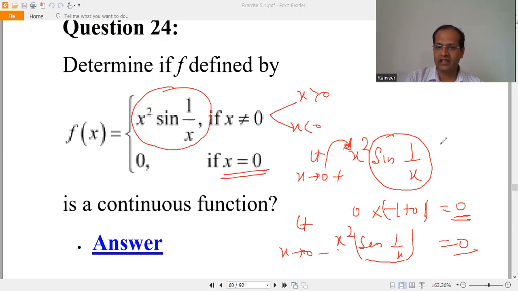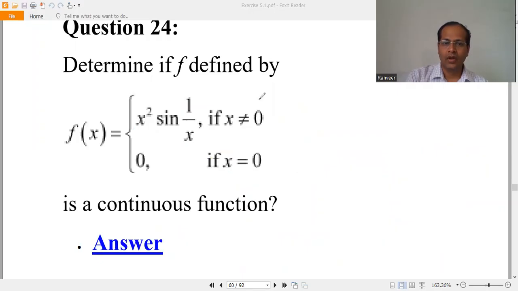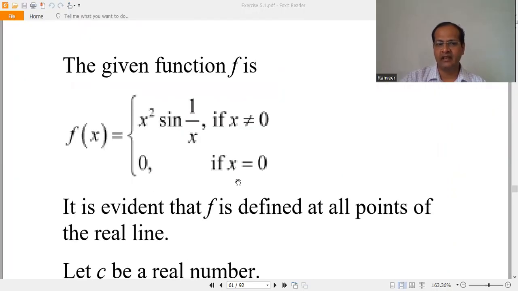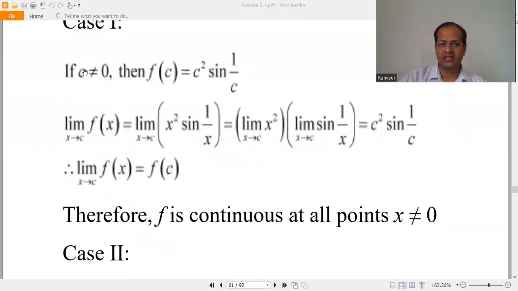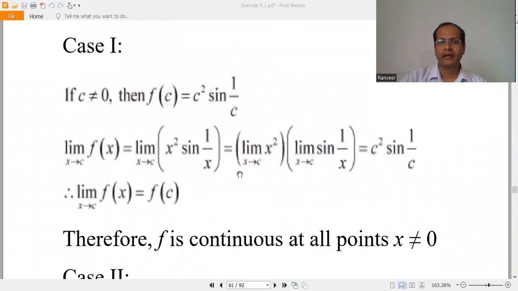So this is the right hand limit, and this is the left hand limit, and at the point 0 all the values are the same. So definitely this is a continuous function. Now when we take any number c less than 0 or c greater than 0, we check here that c is not equal to 0. This is the case we already discussed, and then c equal to 0. So c is not equal to 0.